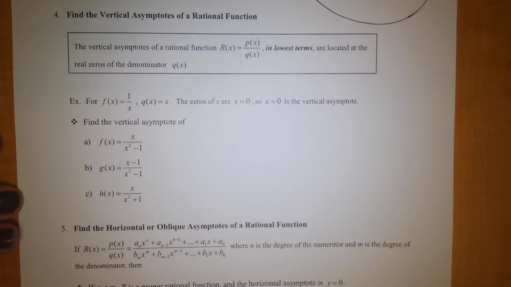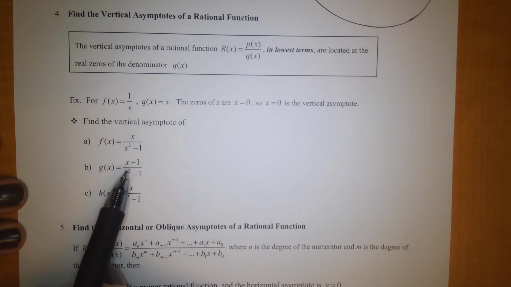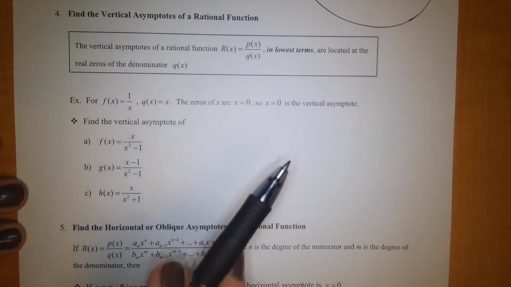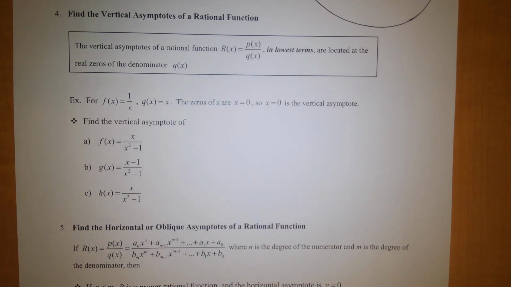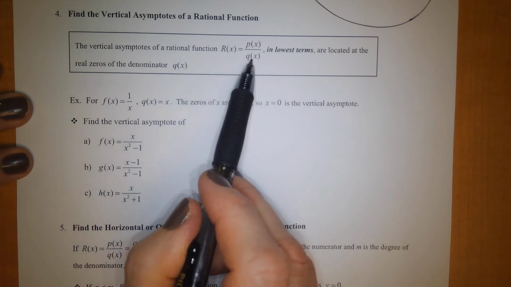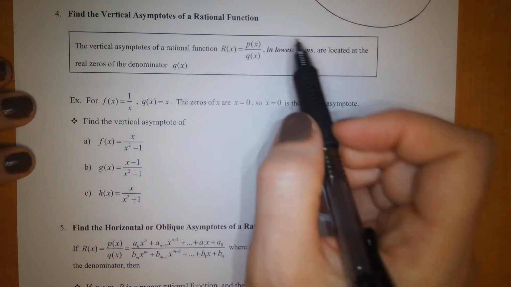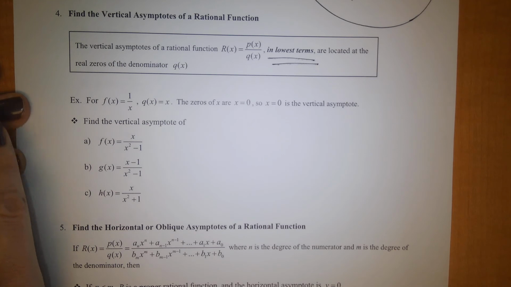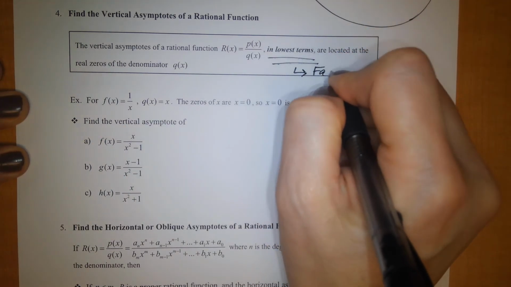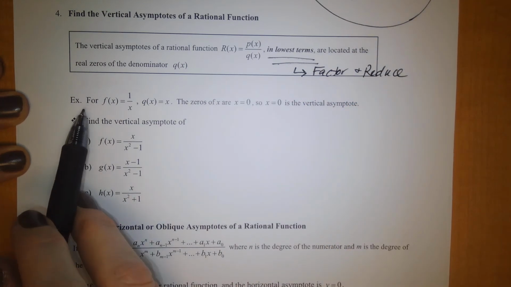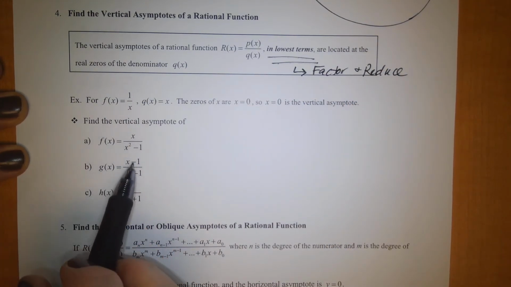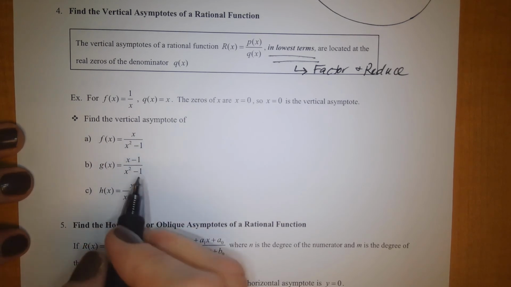So how do we find exactly where they're going to be located? If you're given an equation and you want to find exactly where those vertical asymptotes are going to be without actually having to graph it, well, the first thing you need to do is make sure you put this rational expression in lowest terms, which means factor and reduce. So we're going to take this original function and factor and reduce to find the vertical asymptotes.